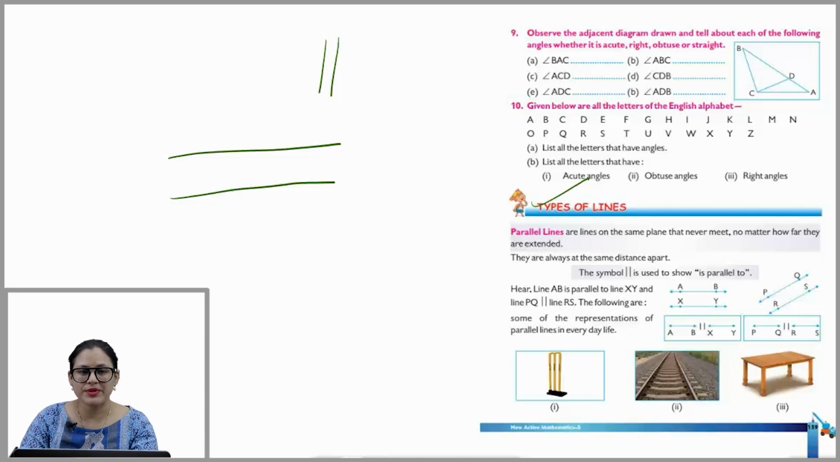The following are some representations of parallel lines in everyday life, okay. Railway tracks. Have you seen railway tracks? These are parallel lines. Or like in cricket also you have seen the stumps. These are parallel lines. This line is parallel to this line is parallel to this, and also the legs of the table are parallel, okay.